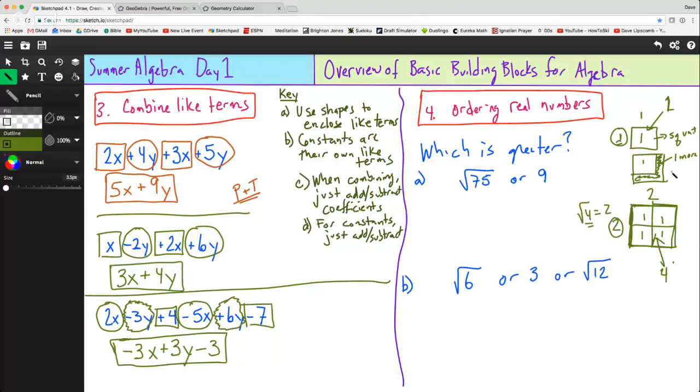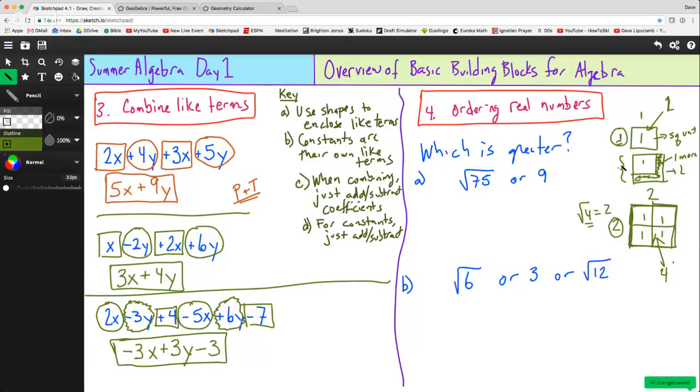So I'm telling you that this has a size of 2 square units. Well, how big is this side here going to be? Well, it's got to be bigger than 1, because that's 1. But it's going to be less than 2, because if we had a side of 2, this whole thing would be 4 square units. But it's not 4 square units, it's 2 square units.